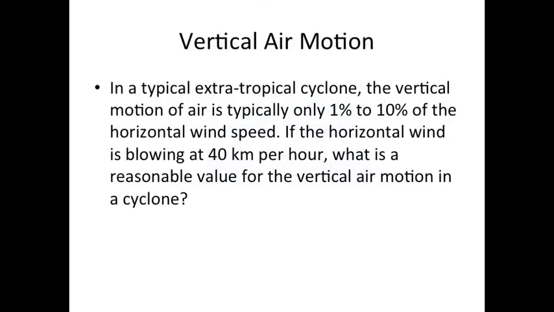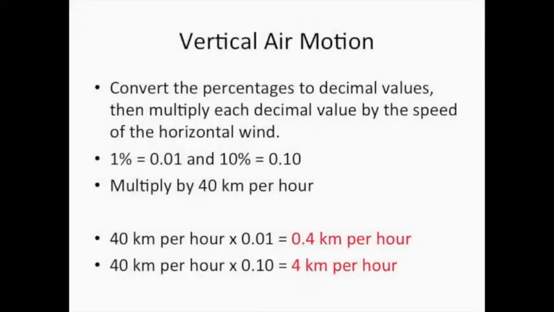For question 5, let's take this question. In a typical extratropical cyclone, the vertical motion of air is typically only 1% to 10% of the horizontal wind speed. If the horizontal wind is blowing at 40 kilometers per hour, what is a reasonable value for the vertical air motion in a cyclone?